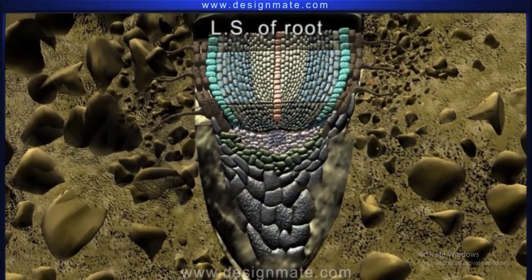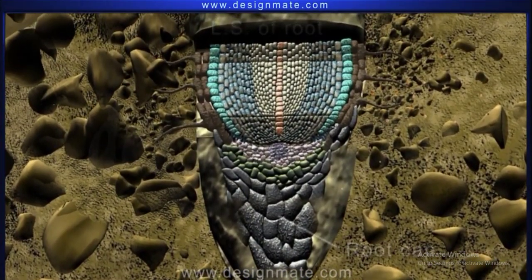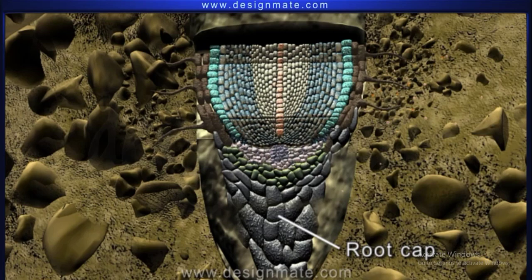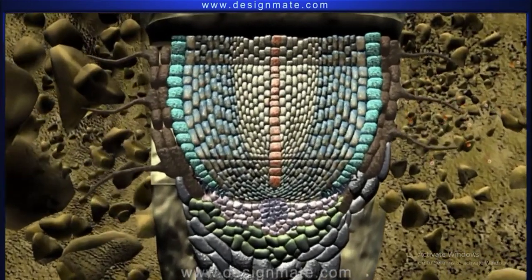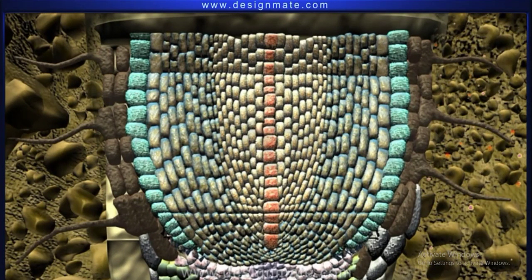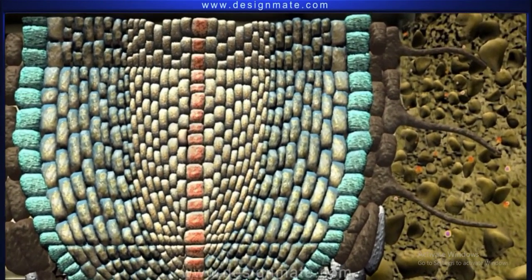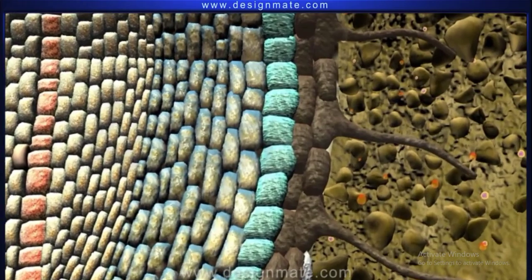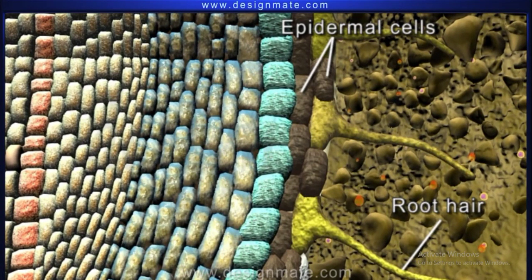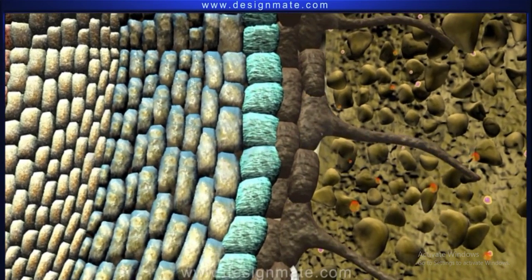If we take a longitudinal section of the root, we find a protective root cap present at the tip of the root. A little above this, some of the epidermal cells of the outer layer grow out as root hairs.